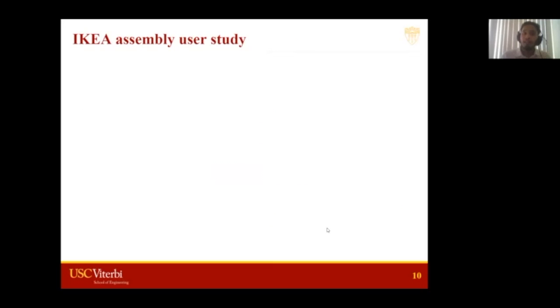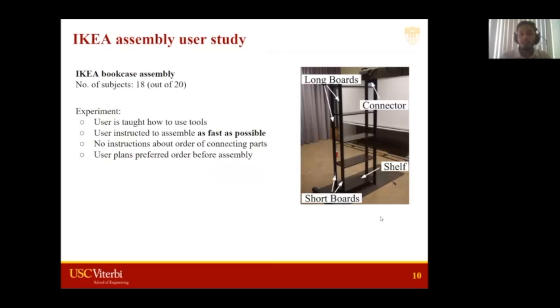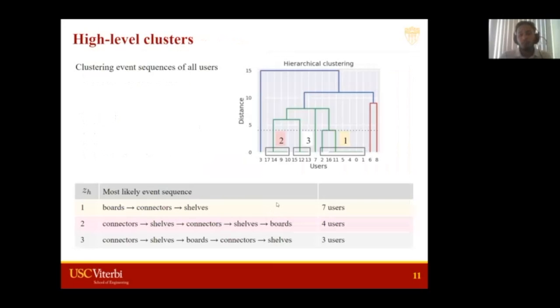Next, we perform an assembly user study to validate our two-stage approach. Here, we collect demonstrations from 18 subjects for assembling the bookcase as shown on the right. We told the users to plan for assembling the bookcase as fast as possible, but did not give them any instructions for the order in which to connect the parts. We still saw that most of the users clustered to just 3 dominant high-level preferences.